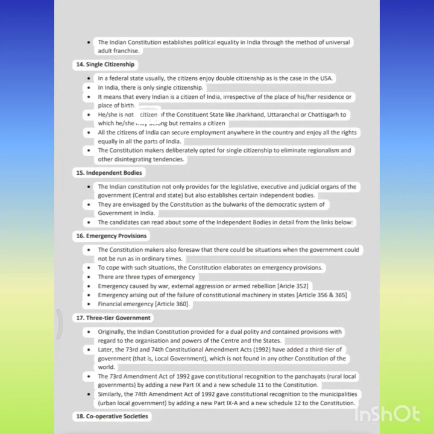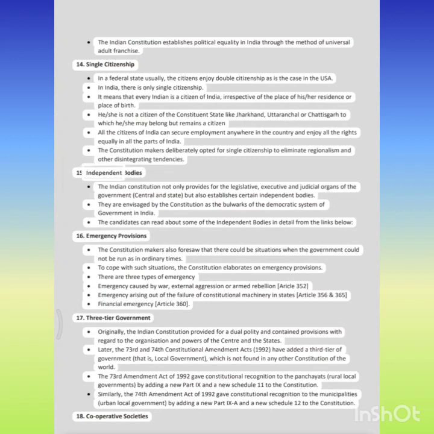She is not a citizen of the constituent state like Jharkhand, Uttaranchal or Chhattisgarh to which she may belong but remains a citizen of India. All the citizens of India can secure employment anywhere in the country and enjoy all the rights equally in all the parts of India. The Constitution makers deliberately opted for single citizenship to eliminate regionalism and other disintegrating tendencies.